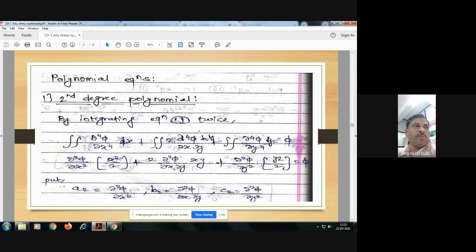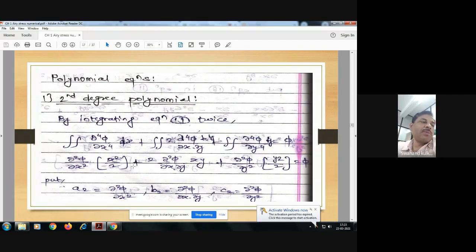Del raised to 4 phi upon dou x raised to 4, 2 times of del raised to 4 phi dou x2 dou y2, and del raised to 4 phi dou y raised to 4. So these 3 things are there. Let phi be the function. As usual, we have considered phi as an Airy stress function. Then del raised to 4 phi dou x raised to 4, del raised to 4 phi dou x2 dou y2, and del raised to 4 phi dou y raised to 4, we are considering that equal to 0 as a basic assumption in case of Airy stress function.